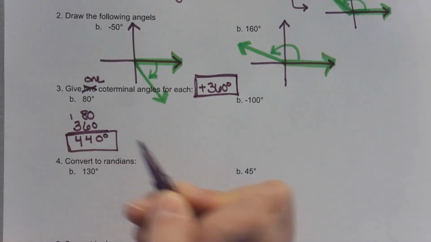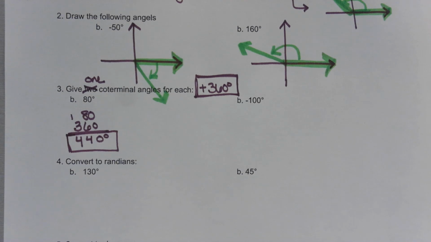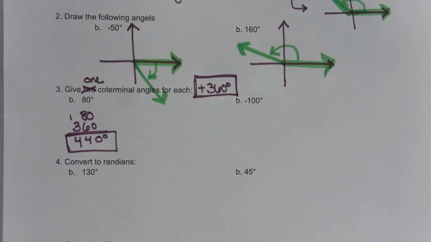Yeah, we could keep going as long as we wanted. We can also subtract 360 if you want to go the other direction. So there are different ways to give your answer here. So what am I going to do to the negative 100?